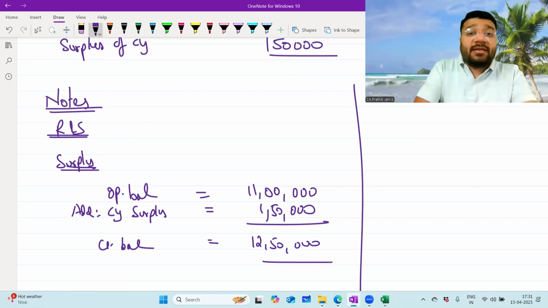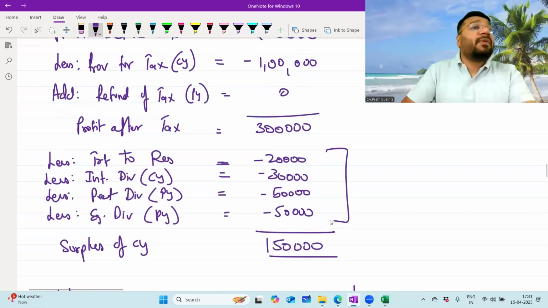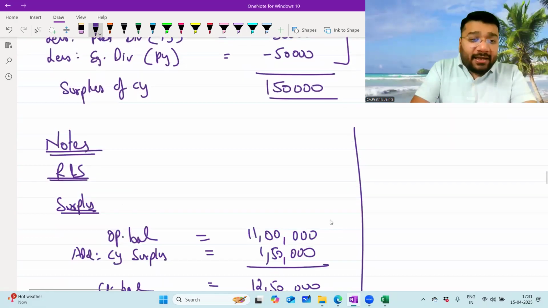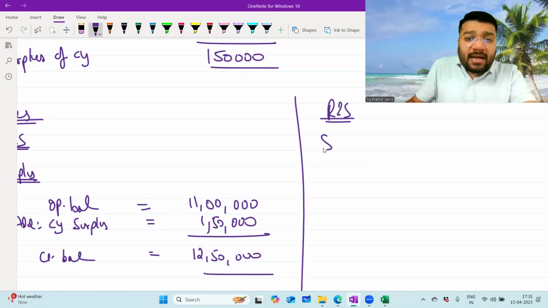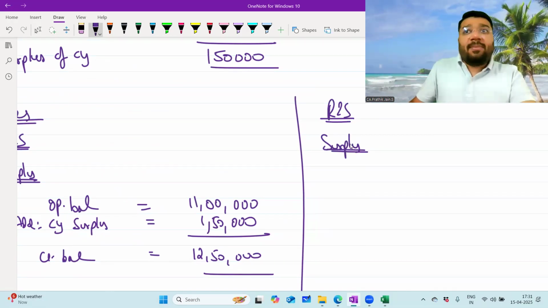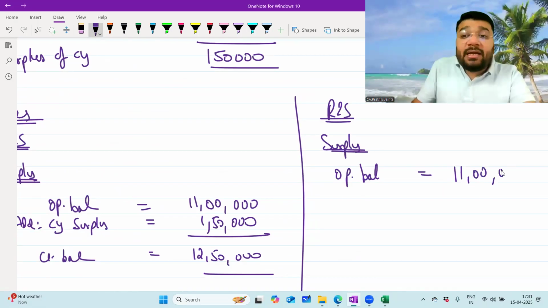Second way of doing it: this entire appropriation, do it where? In the notes to accounts. In that case, how will my surplus look? Let's have a look at it. Reserves and surplus, under that, surplus. Am I teaching anything new? Recap of last class. All of you are able to understand? Okay. Now, opening balance, how much? It's the same 11 lakh, because we are doing the same question in a different manner.